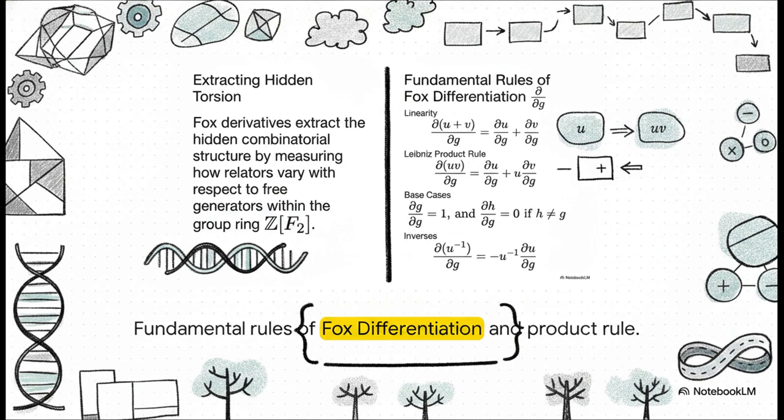We begin with Fox differential calculus, which extracts the hidden combinatorial torsion from a group ring. Notice the modified Leibniz product rule here. Taking the derivative of a word uv yields the derivative of u plus u times the derivative of v. This lets us measure precisely how the relator words of our presentation vary with respect to their free generators, while entirely preserving the left-to-right order of the variables.